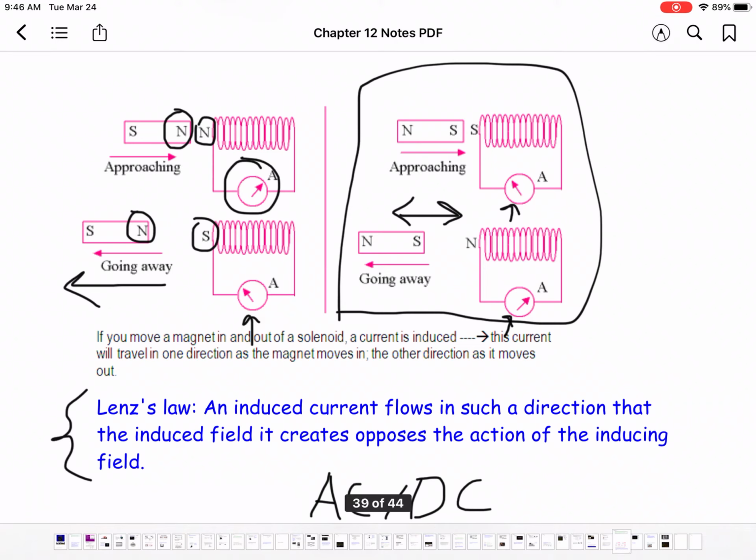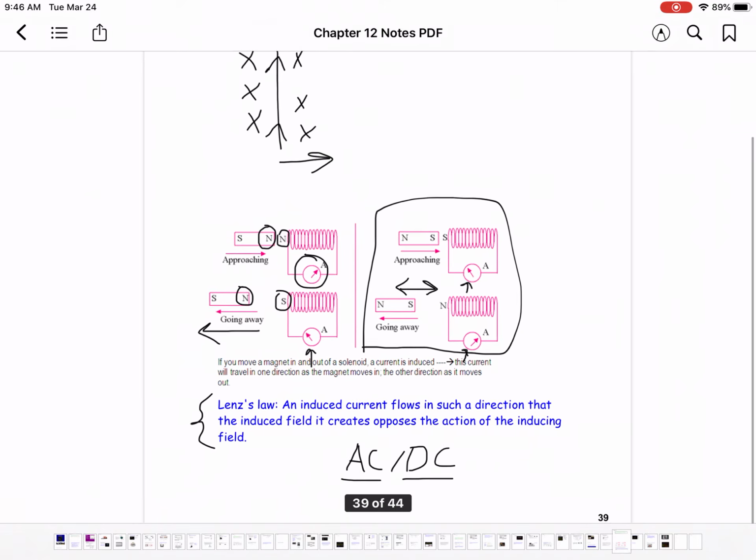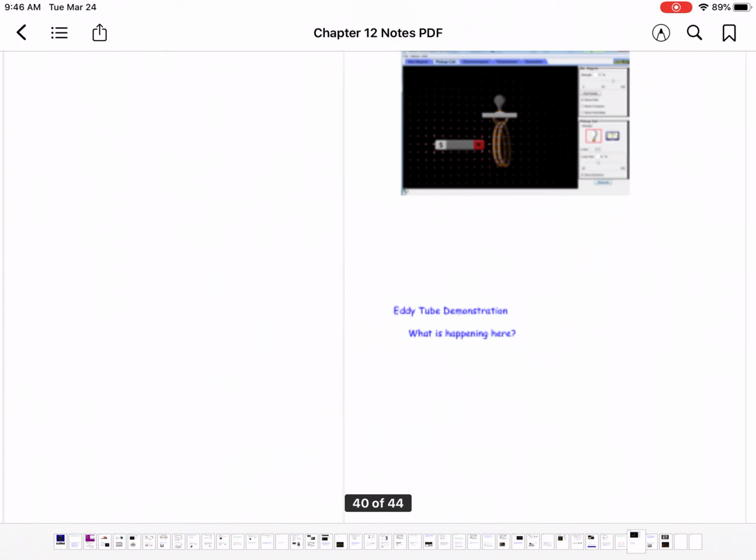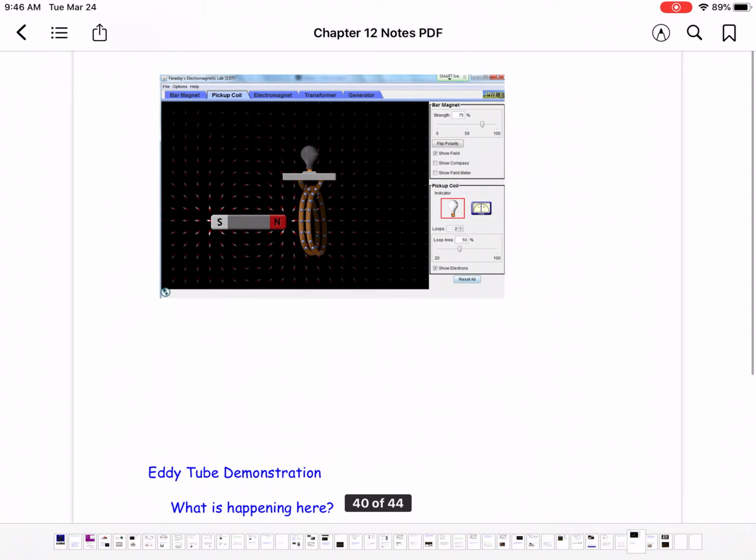All right, so anytime we move any kind of wire or any magnetic field, moving them separate or together across each other perpendicularly, we're going to get induced current. All right, that Lenz's law is basically that the induced field is created opposite, opposes the action of the inducing field. All right, this can be seen now.